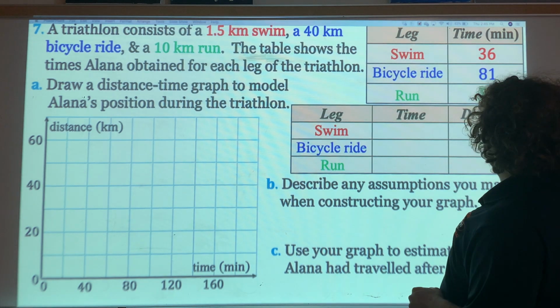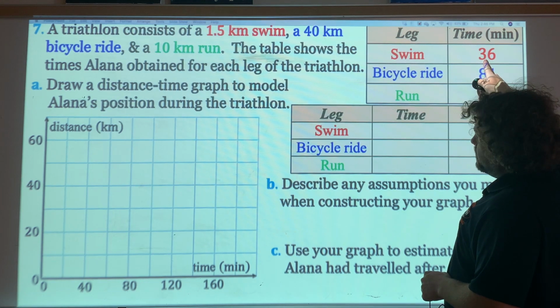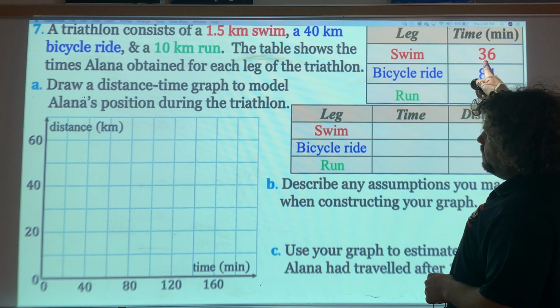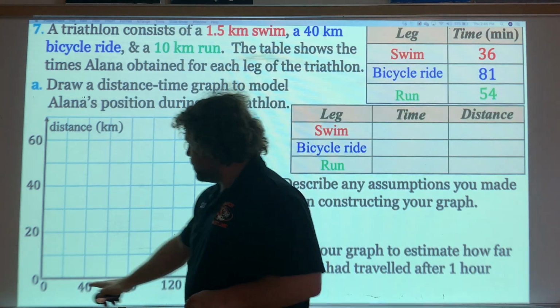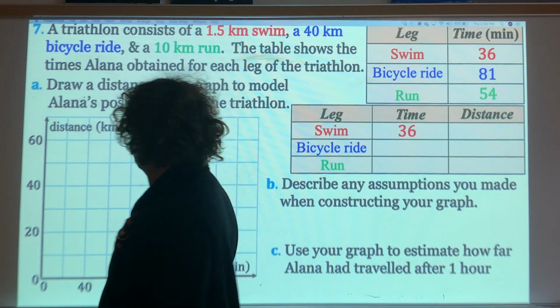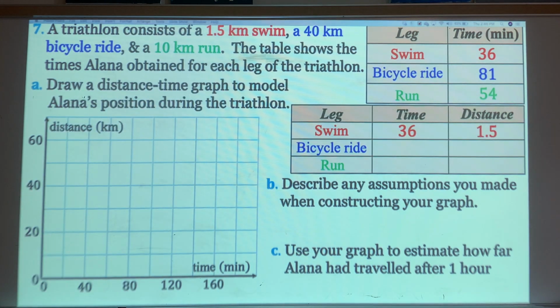Let's do the swim. 36 minutes, first leg. How far does she swim? 1.5 kilometers. So 36 minutes over, 1.5 kilometers up. Her time is 36, her distance is 1.5. That's pretty small right there, but it's still not too terrible. All right? Next thing.